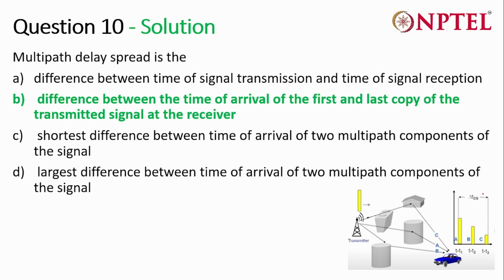If you see what causes multipath, if this is the transmitter and this car is the receiver, you have multiple obstacles in between. So you're going to receive multiple copies of the same transmitted signal. So multipath delay spread will be the time difference between the first and the last copy of the transmitted signal. That will be the multipath delay spread.